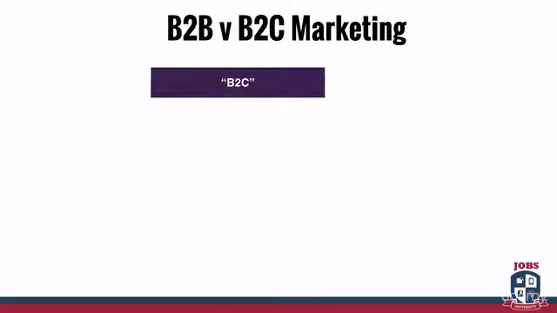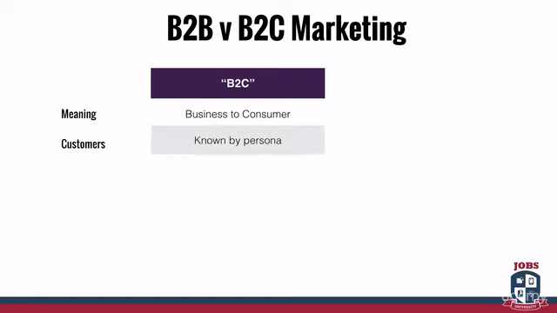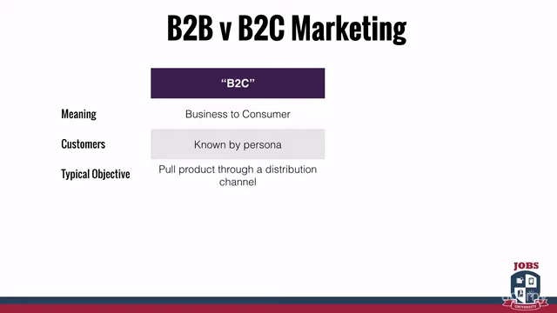In business, there are two types of marketing, and you're going to hear these terms, so let's talk about what they mean. B2B and B2C. In B2C, this means business to consumer. In business to consumer, your customers are known generally by personas or the different customer segments you think are going to buy your product. For example, if you are selling a new brand of shaving cream called Snow Shave, you might choose to target new shavers aged 18 to 25 who want a cool, low-cost alternative to their dad's Gillette brands. Your typical objective will be to pull product through a distribution channel.